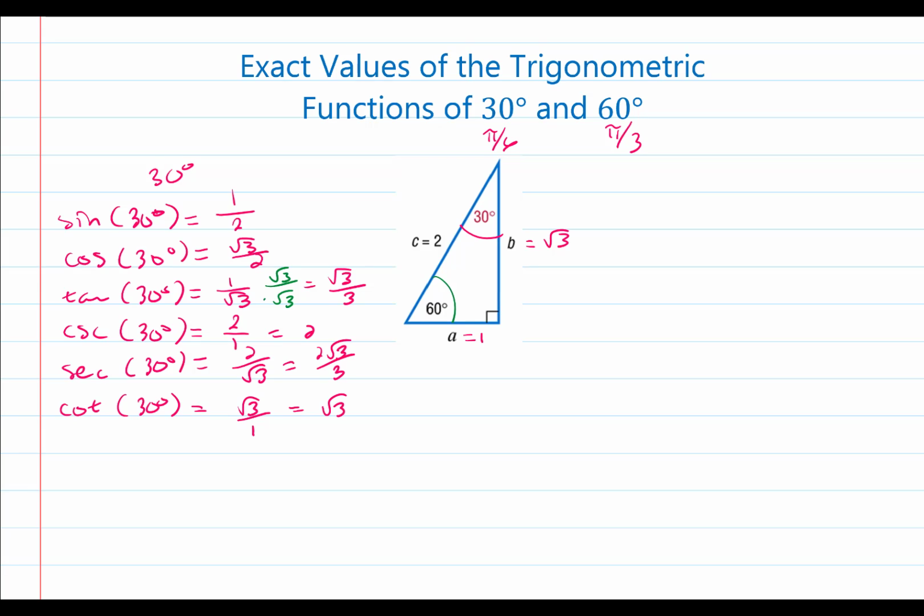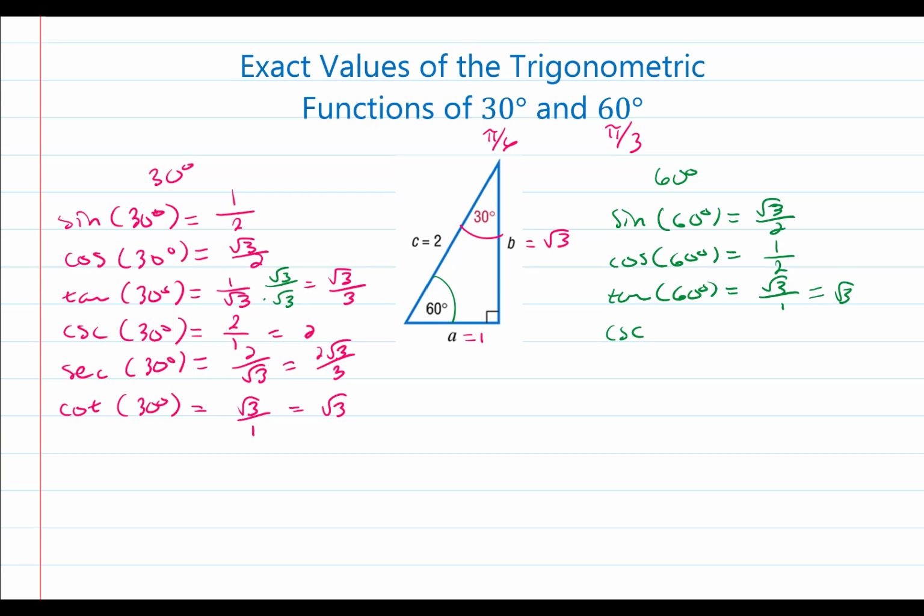Next, we want to do the same thing with 60 degrees, and we'll start with sine. So sine of 60 degrees is equal to the opposite side, which is square root of 3, over the hypotenuse, which is 2. Cosine of 60 degrees is equal to the adjacent side, which is 1, over the hypotenuse, which is 2. Tangent of 60 degrees is equal to the opposite side, which is square root of 3, over the adjacent side, which is 1, so this ratio becomes square root of 3 once reduced.